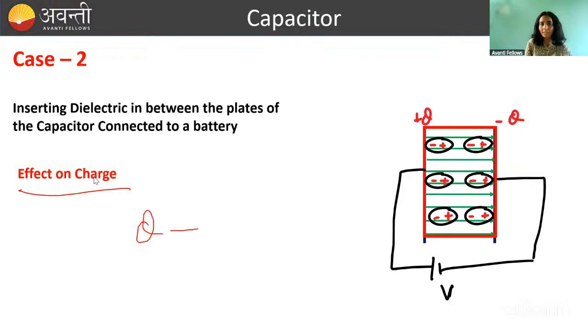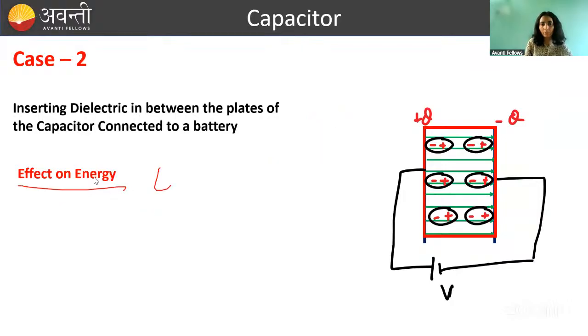Yes, charge is getting increased by k times. So you already know this formula, Q equal to CV. So if V is not changing, V is remaining same, C is getting increased by k times, Q will get increased by k times. So K Q naught. This is the effect on charge.